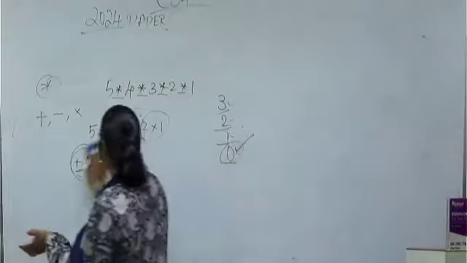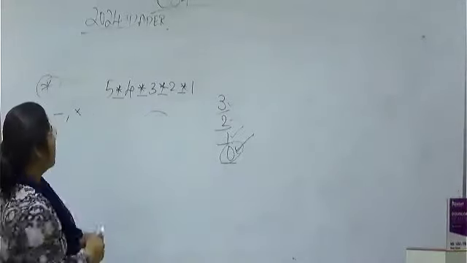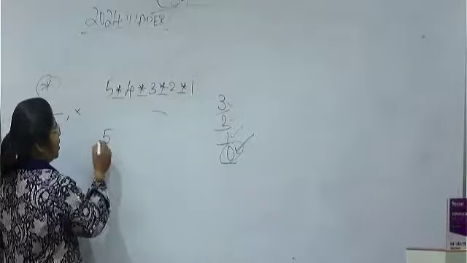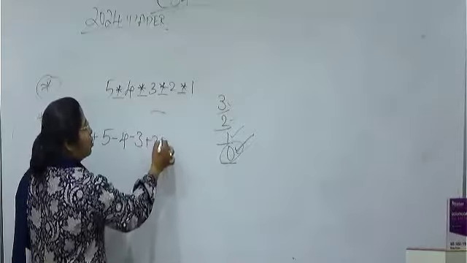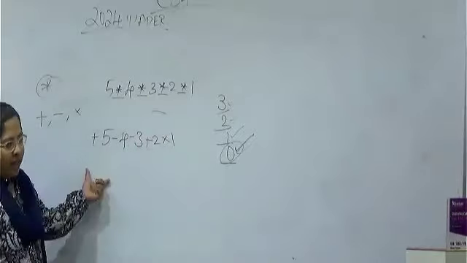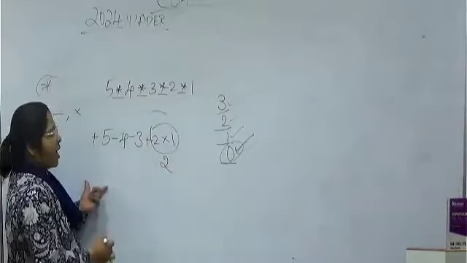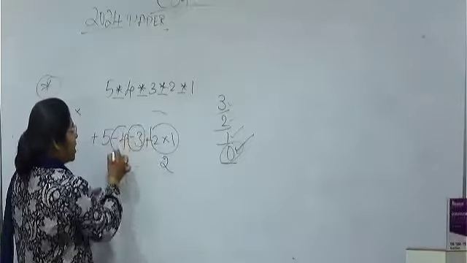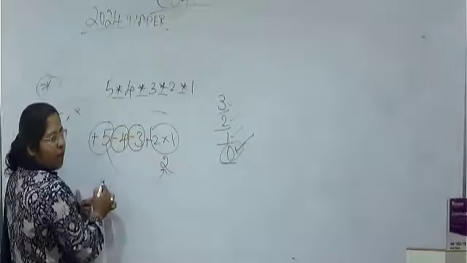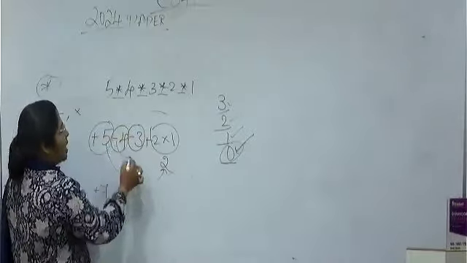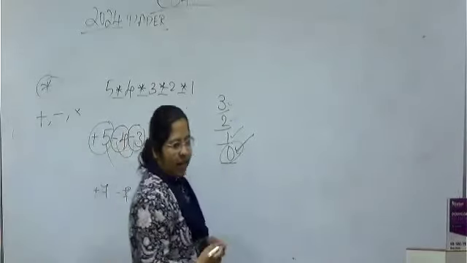Dekho, we are struggling to even calculate the simple thing. What's your name, madam? Achita. Plus 5 minus 4 minus 3 plus 2 into 1. This is the thing. So you do this first. This is 2. Now this minus sign is for this and minus sign is for this and plus sign is for this. Plus 5 and plus 2, plus 7. Minus 5 minus 3, minus 7. 0. Got it?